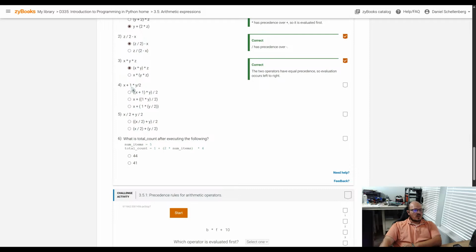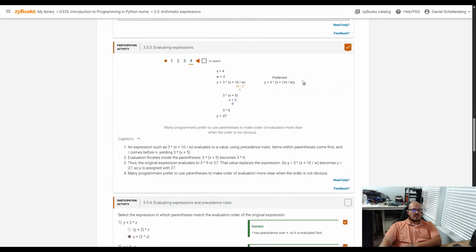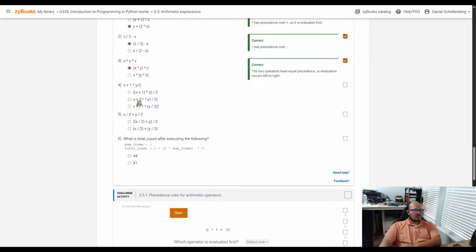X plus 1 times y divided by 2. Now it explained to us that it will work from left to right if there's 2, right? So it would do 1 times y divided by 2. But it also showed us that the preferred method is this way right here. So let's see if there's a preferred method done. And there is right here. So you do the parentheses around 1 y divided by 2, and then why is that wrong? I mean, it told us.